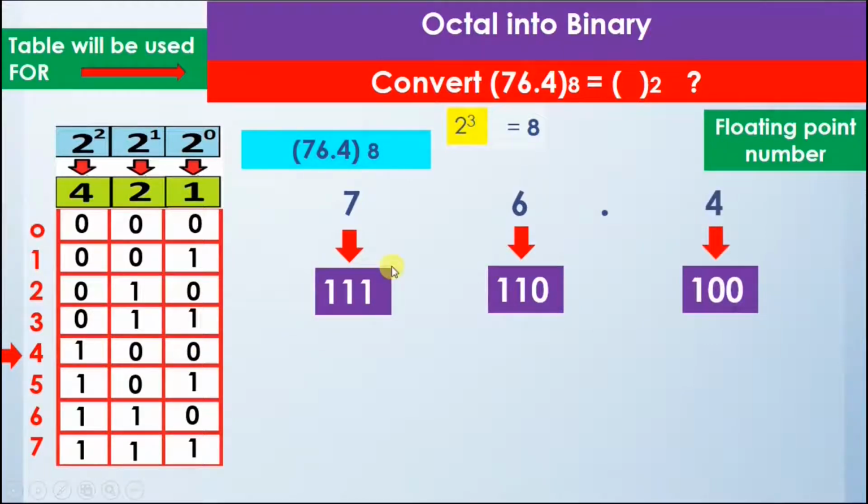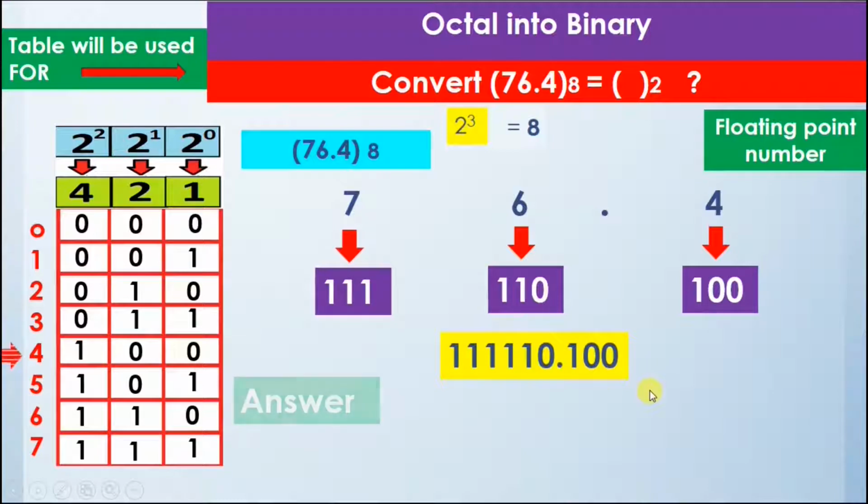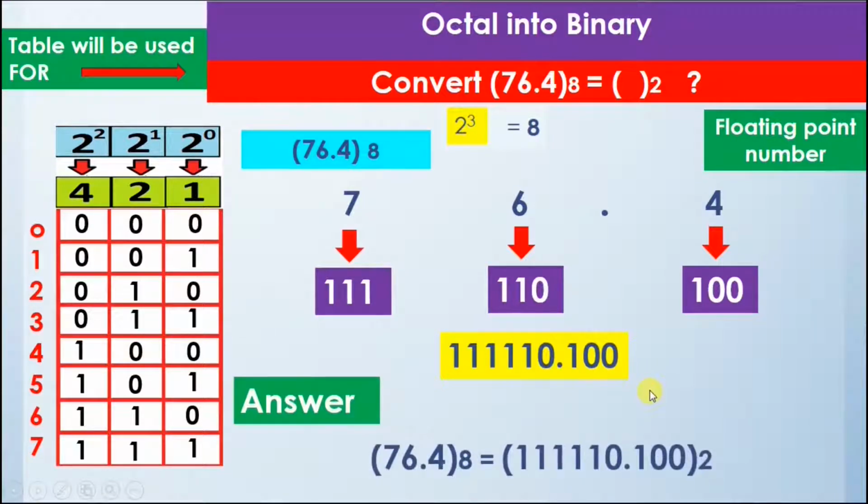In the end, we will combine the results together and the decimal point will remain at its place. So the final answer is 111 and then 110 and then comes the decimal point and then 100, which is the final answer. So now we can say that the number 76.4 in octal is equal to 111.110.100 in binary.